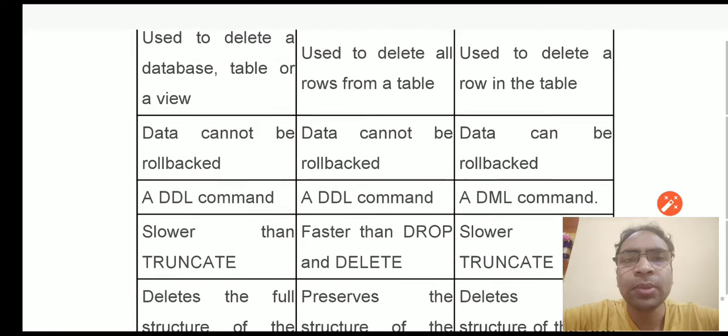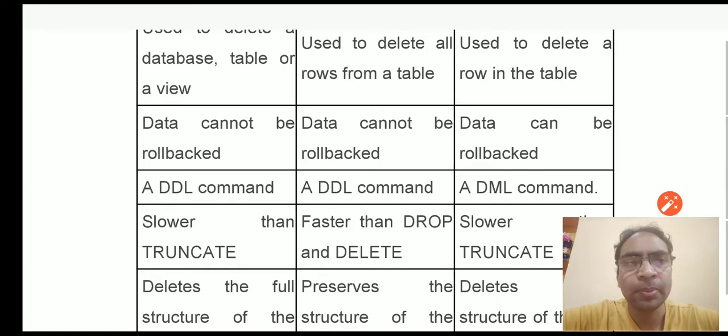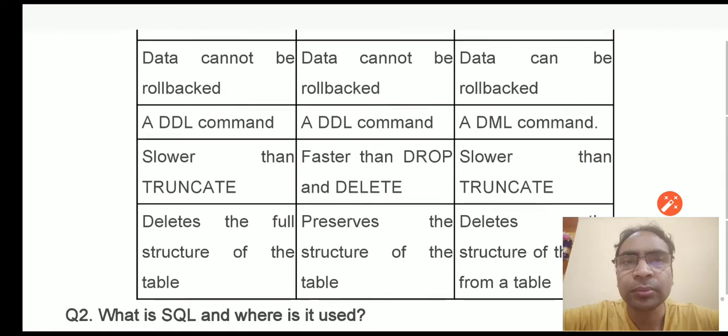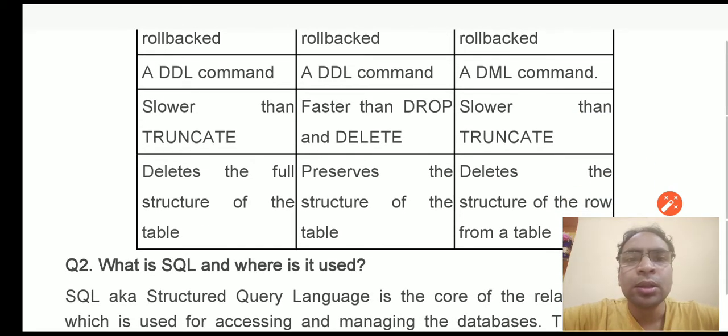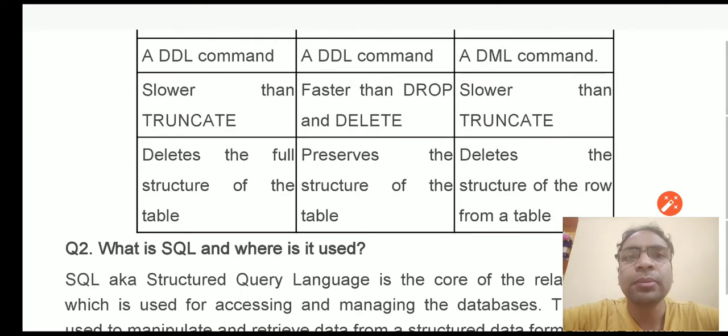The next is that the drop command cannot be rolled back. Once you have deleted a data structure, you cannot roll back. With the truncate command, the data cannot be rolled back, and with the delete command, the data can be rolled back. So drop is a DDL command, truncate is also a DDL command, and delete is a DML command. So these are the major differences between the drop, truncate and delete commands.